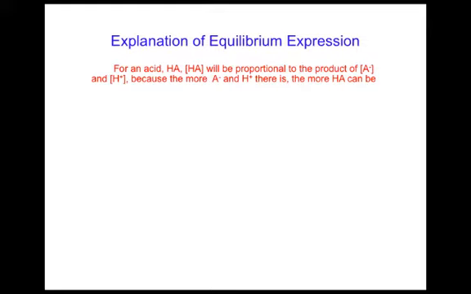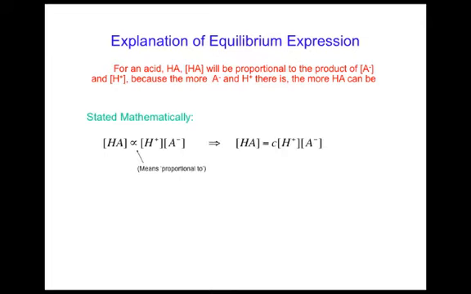So if you have some acid, a general acid, we'll just call it HA, the concentration of HA is going to be proportional to the product of how much A minus and H plus you have, because the more of those two there are, the more collisions you're going to get between the two, and so the more HA you're going to form. So, stated mathematically, HA is proportional to the product of those two concentrations. So yeah, that's the proportional symbol.